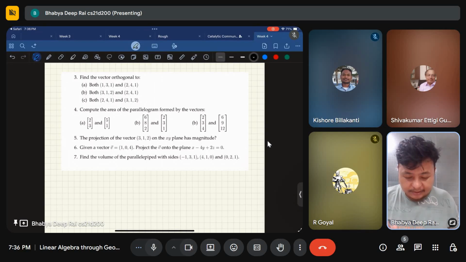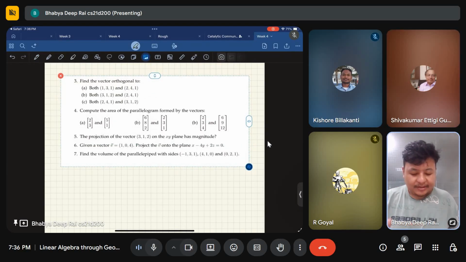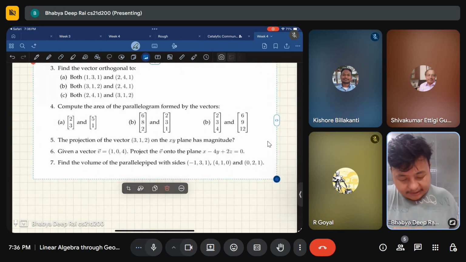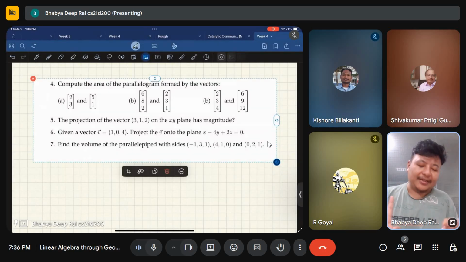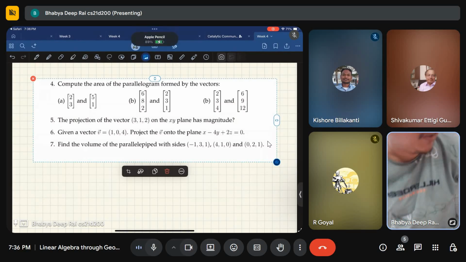Now let's do this one. Okay, so this is fine. If you look at question 4, it is quite simple, right? What will you do in question 4? We don't need to solve it. Just tell me.